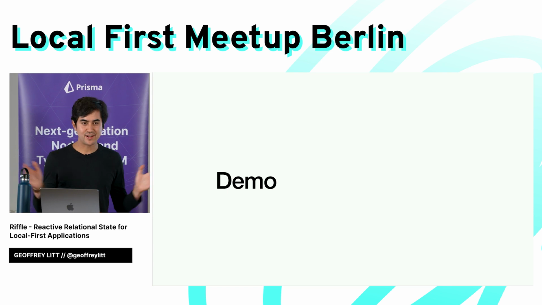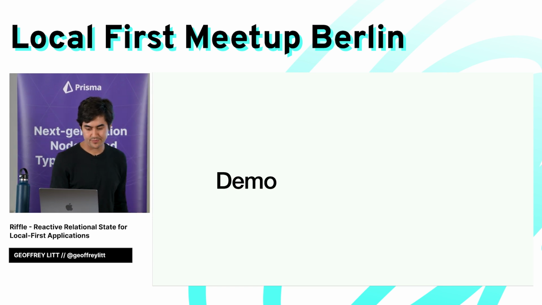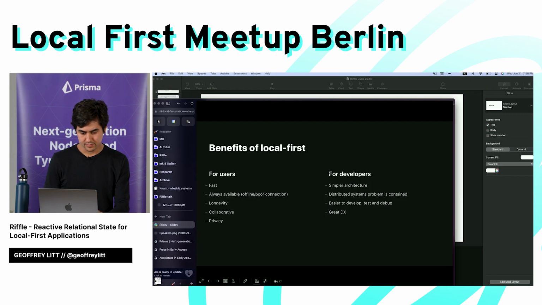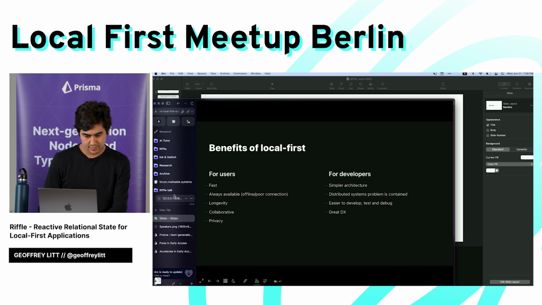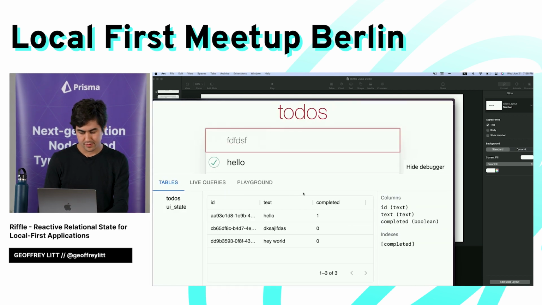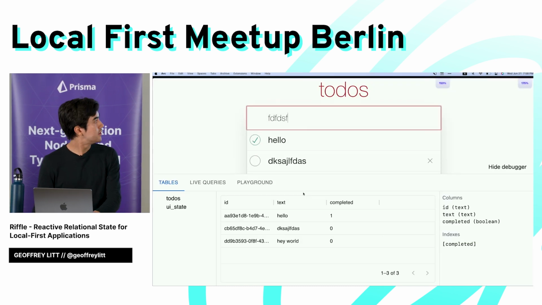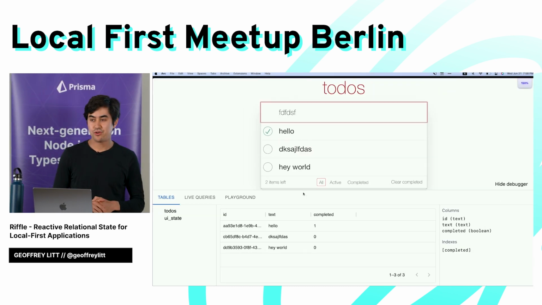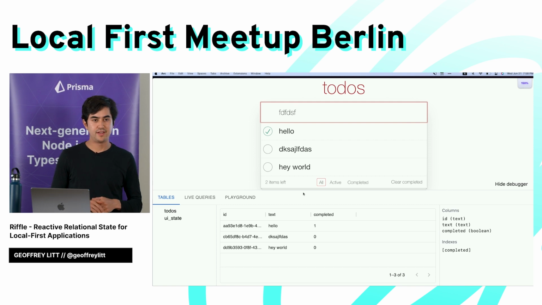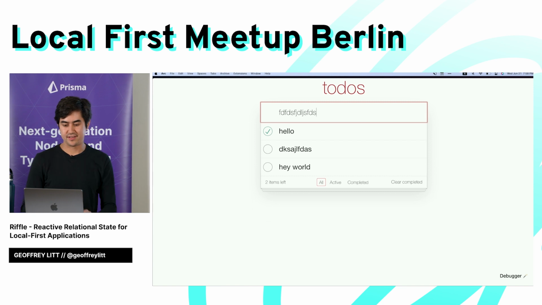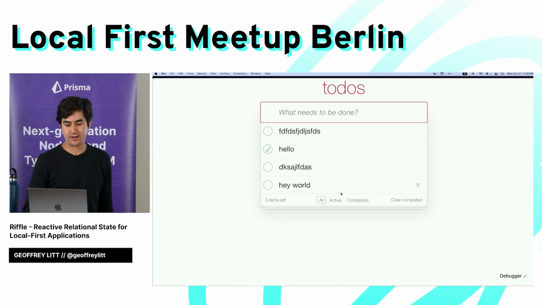OK, so enough talking. Let me show you some working software. Cool. OK, so I'm going to show you three apps that use Riffle. We're going to walk up the complexity ladder a bit. So I'll start with just TodoMVC. You've probably seen this app before. This is the typical to-do list app, has filtering and so on.